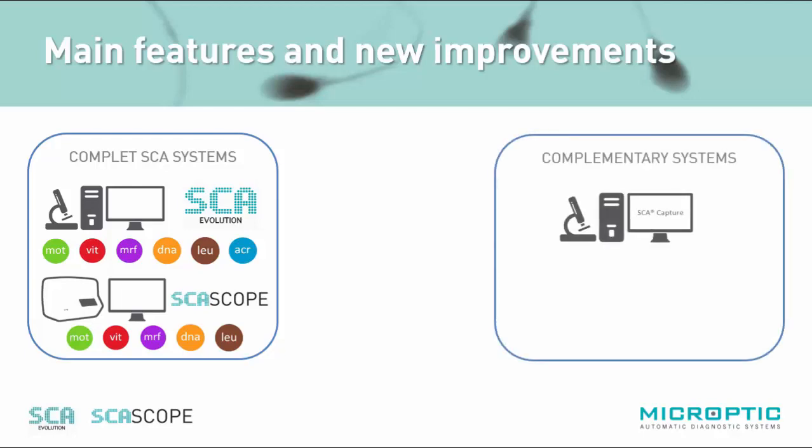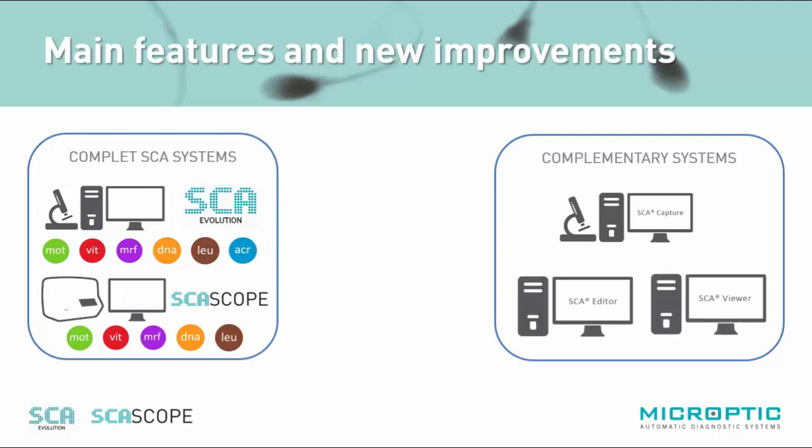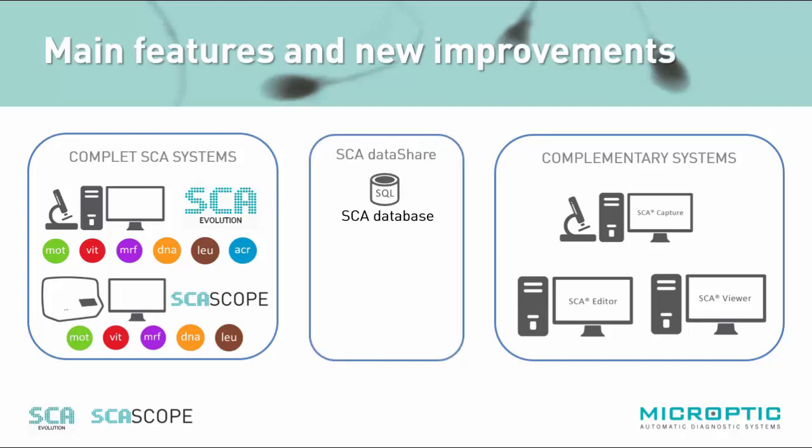But we also have other complementary systems: the SCA capture, the SCA editor, and the SCA viewer. All these systems can be linked with the SCA data share. In that case, we can have the SCA database on a server, and all the systems will see the same results from any of the systems. Also, now we have a shared folder where it will save all the sessions. So from any of the systems, I can see exactly the same analysis and the videos and everything from all the places.